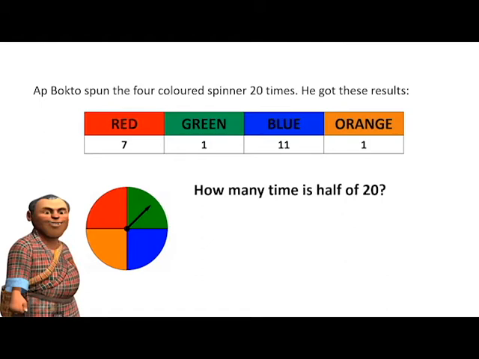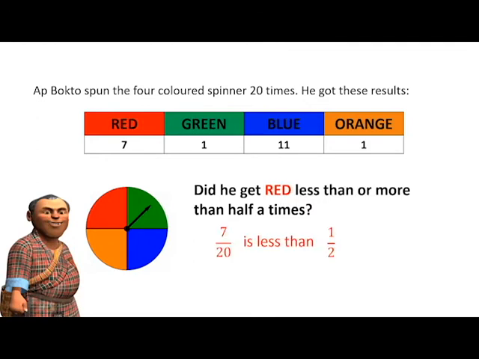How many times is half of 20? 10 times out of 20 is half. That means 10 over 20 is equal to half. They are equivalent. Now let us see. Did he get red less than or more than half? 7 times is less than half of 20 or more than half of 20? 7 over 20 is less than half because 7 is less than 10.